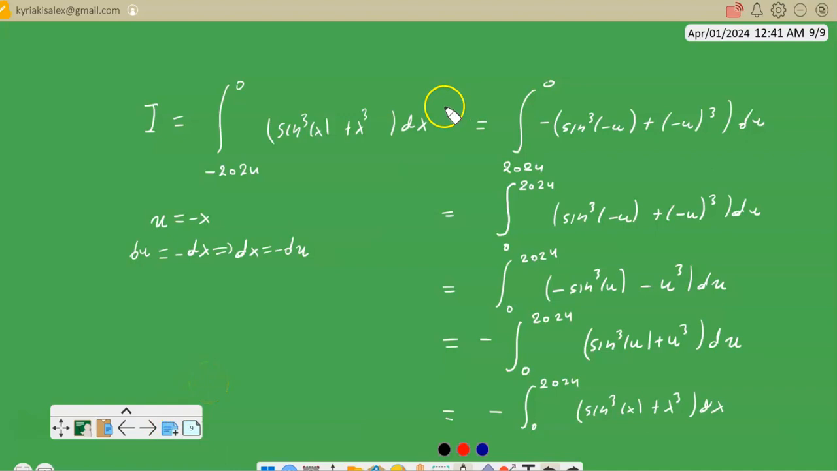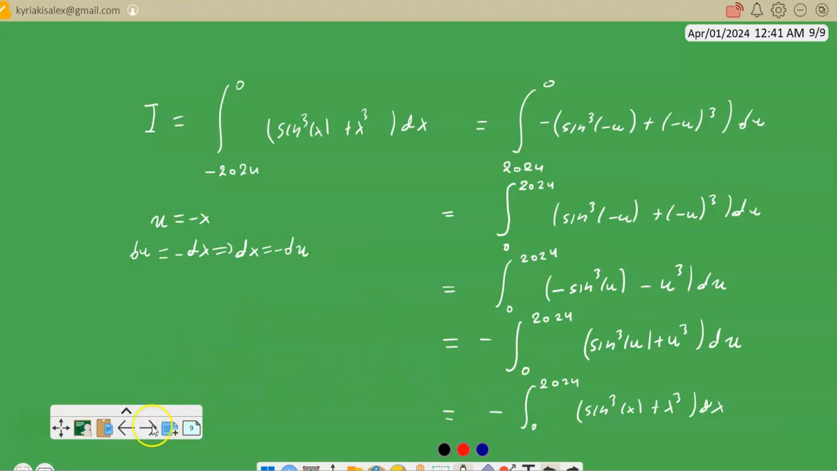In order to derive the result here, when I chose the integral I, these two functions are odd. The sine u is an odd function. Sine is an odd function, so the sine cubed of u is also an odd function. u cubed is an odd function. So this minus appears here in this integral, minus the integral from 0 to 2024. So I have exploited the fact that these two functions are odd. So the sum of these two functions would be odd.